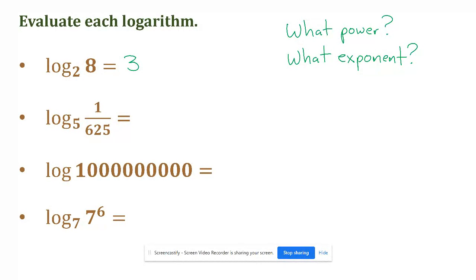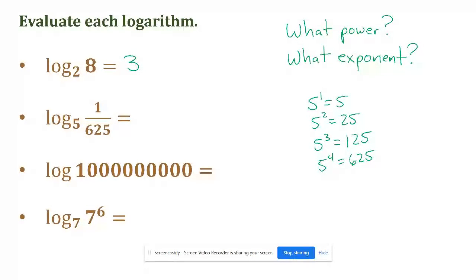Here we have a fraction. So we have 5, and then we have 1 over 625. And we're thinking 5 to what power is 1 over 625? So here's the way I like to think about this. I know I'm not going to get a fraction just taking my regular powers of 5, but here's what I can do. I can think 5 to the first power is 5. 5 to the second power is 25. And I keep multiplying by 5. I get 125 for 5 to the third. And I end up getting 5 to the fourth is 625.